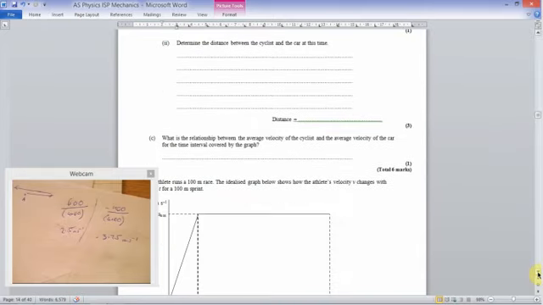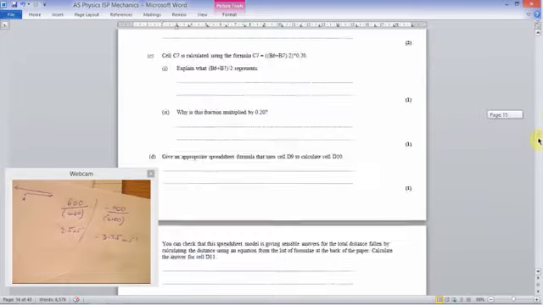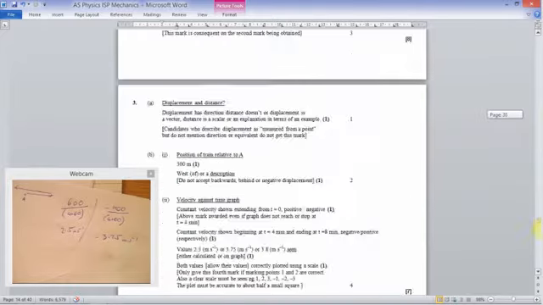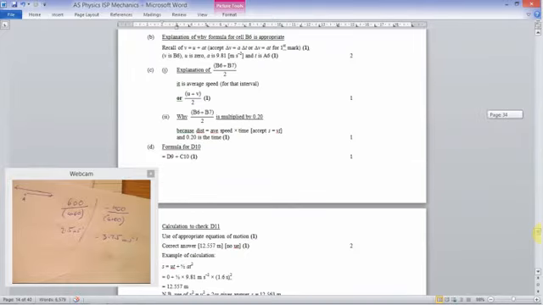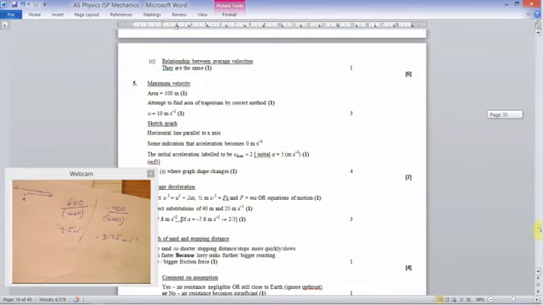What is the relationship between the average velocity of the cyclist and the average velocity of the car for the time interval covered by the graph? Okay, so all they're after there is how are the two related. So let me show you that with the mark scheme because it's shown quite well in the mark scheme. While we're there, we'll check the other ones.